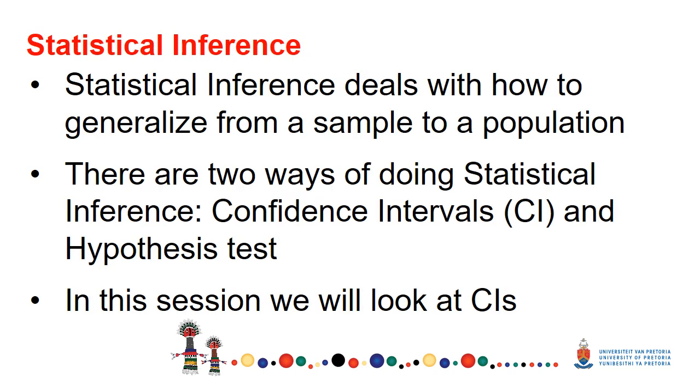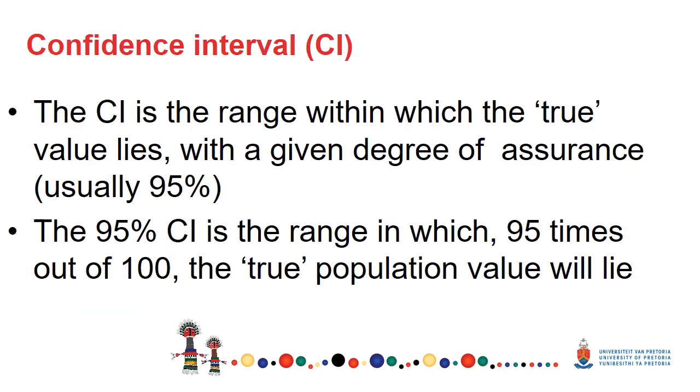Remember that statistics has two branches, descriptive statistics and statistical inference. We have already covered the descriptive statistics that deals with summary statistics such as means and standard deviations, as well as data presentations such as bar charts and pie charts. In statistical inference, we deal with generalizing results from a sample to a population. We do it using two methods, confidence intervals or hypothesis testing. In this session, we will talk about confidence intervals.